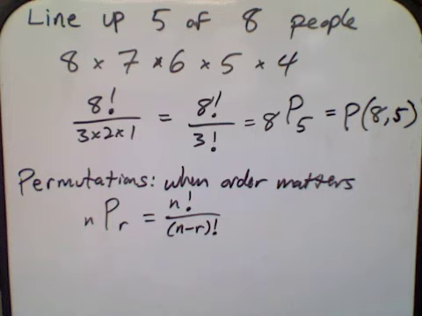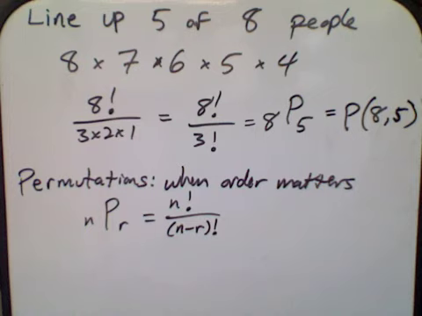So we can think of it like this. 8 factorial divided by 3 times 2 times 1. Well, that itself in the denominator is a factorial as well. It's 3 factorial. So really what we have here is 8 factorial divided by 3 factorial. That gets another special name, 8p5, or it's sometimes written as P(8, 5). The P stands for permutations.